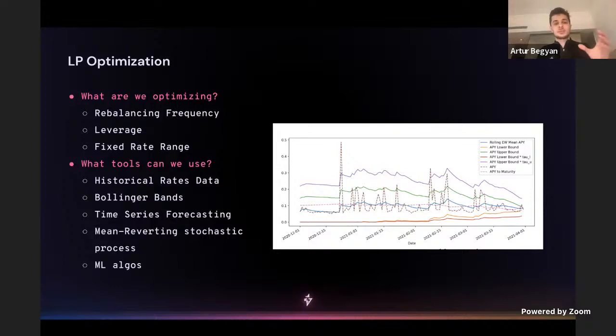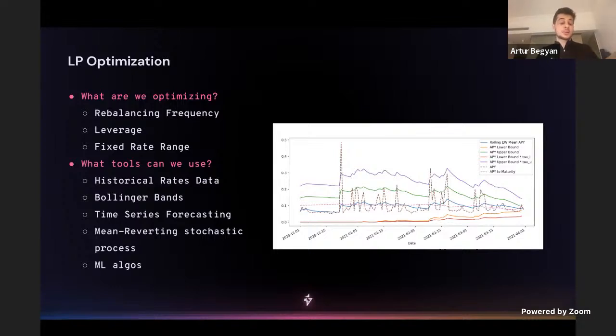And the final variable that we would love to optimize is the fixed rate range, right? The range at which you deposit liquidity. And there are lots and lots of interesting tools at our disposal to try and reason about these and think about how we could go about optimizing these.